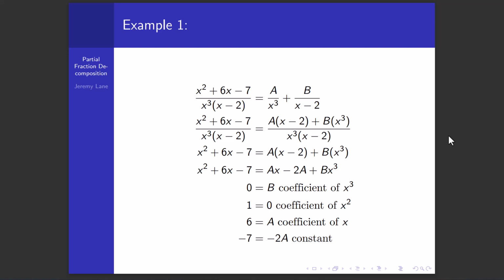will end up with a system of equations that has 0 equal to b, which happens to correspond to the coefficients of x cubed, 1 equals 0, that would be the equation associated with the coefficients of x squared, 6 equals a, this is the coefficients associated with the variable x, and negative 7 is equal to negative 2a, which corresponds to the constant terms in our system.